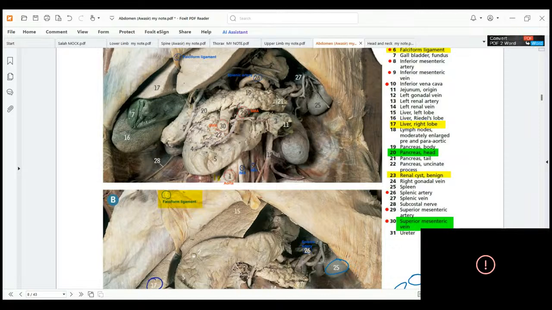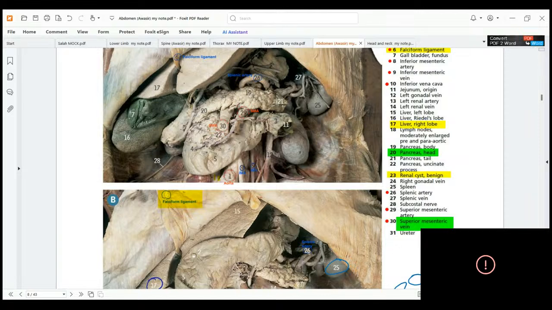26. 26 is splenic artery. Then 29. 29 is superior mesenteric artery. And 30 is superior mesenteric vein.